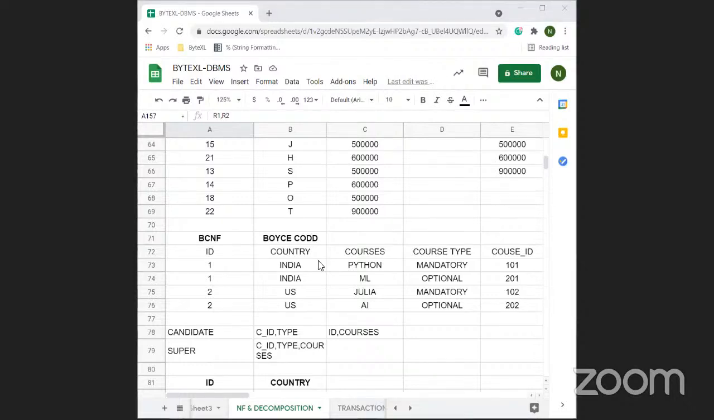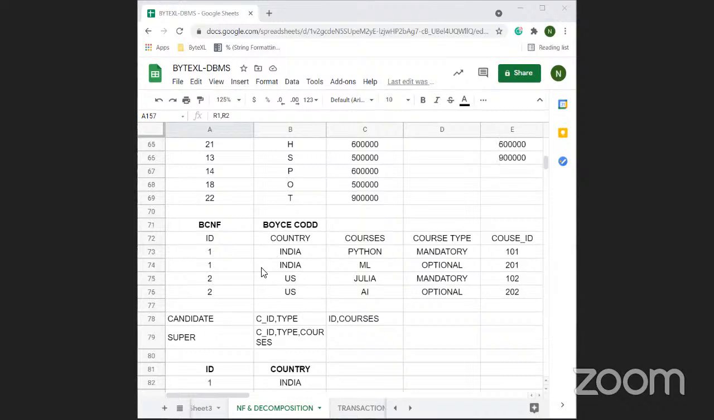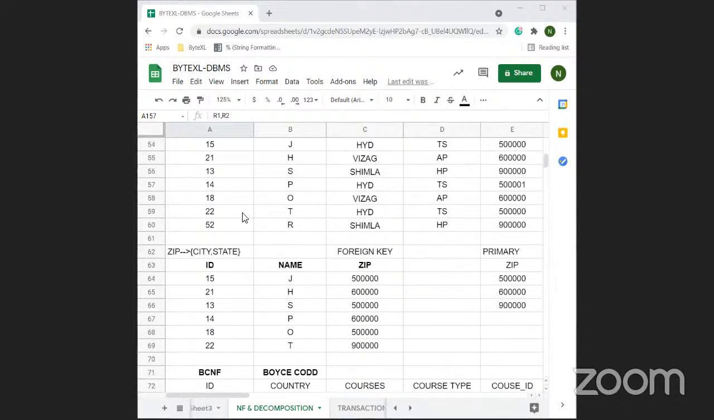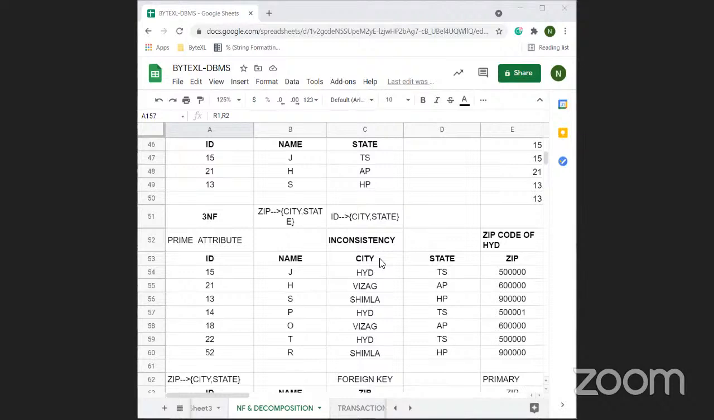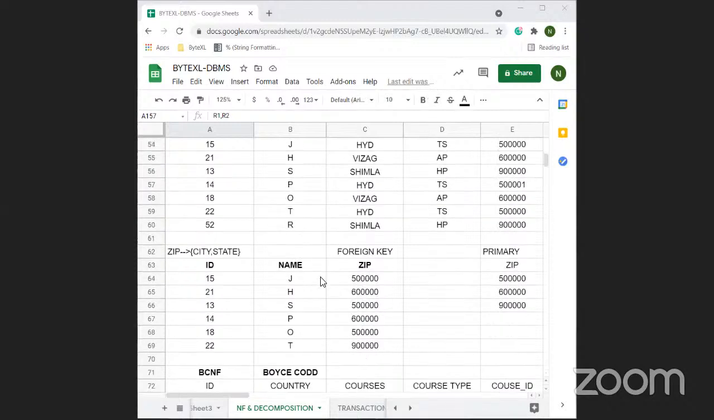Okay, as per the request of one student, in third normal form, transitive dependency is not allowed. If there is any dependency, it should be on a prime attribute only. On other values, we cannot have this dependency. So we have to separate that into different tables.